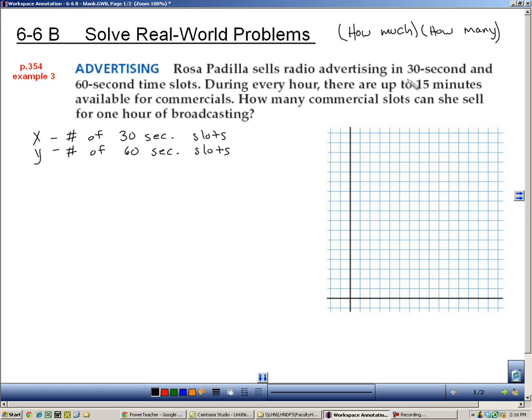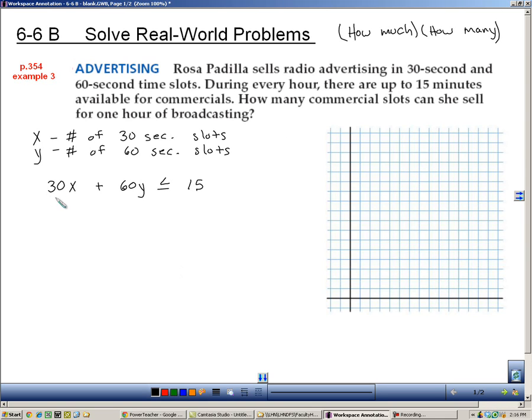She's going to sell radio advertising in 30-second time slots. Now 30 seconds is how much each of those time slots is worth, and how many is my X value. So I'm going to do 30-second time slots times X. That's how much they're worth times how many. Plus 60-second time slots times Y, because that's how much times how many. And the question is, we have to be up to 15 minutes. So we've got to be under 15 minutes. There's an inequality.